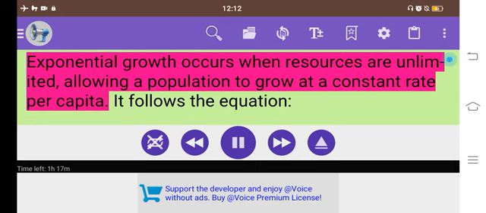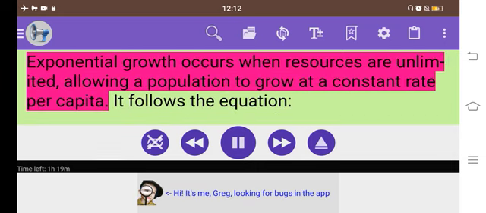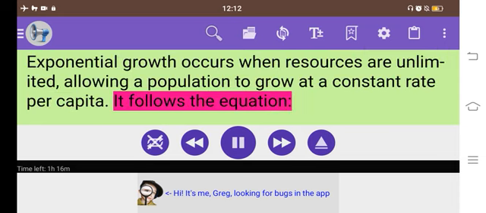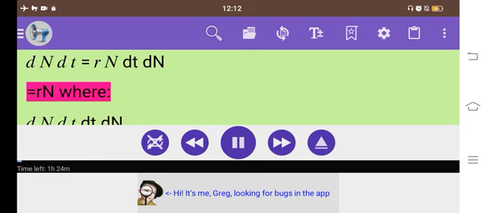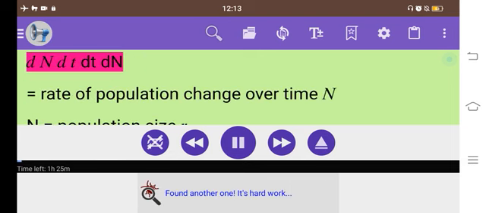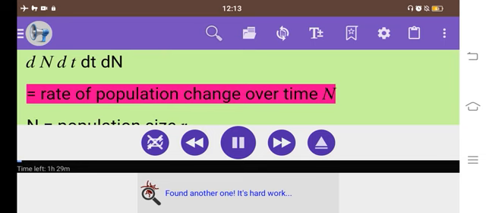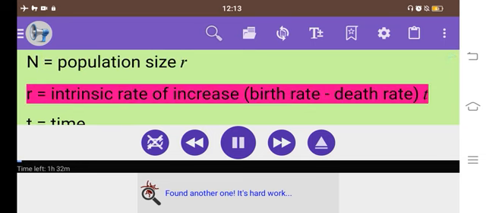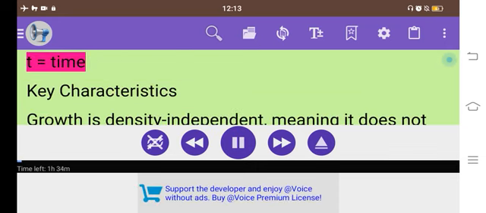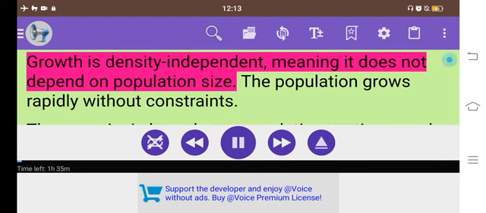Exponential growth model. Exponential growth occurs when resources are unlimited, allowing a population to grow at a constant rate per capita. It follows the equation dN/dt = rN, where dN/dt is the rate of population change over time, N is population size, r is the intrinsic rate of increase (birth rate minus death rate), and t is time. Key characteristics. Growth is density independent, meaning it does not depend on population size.